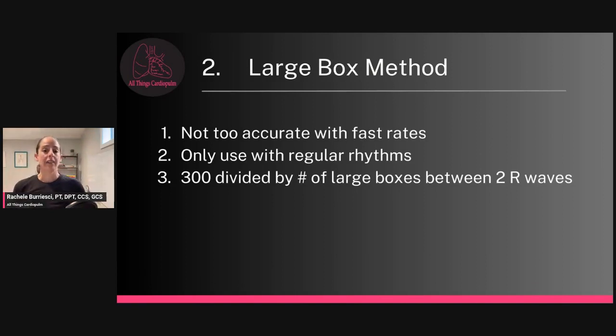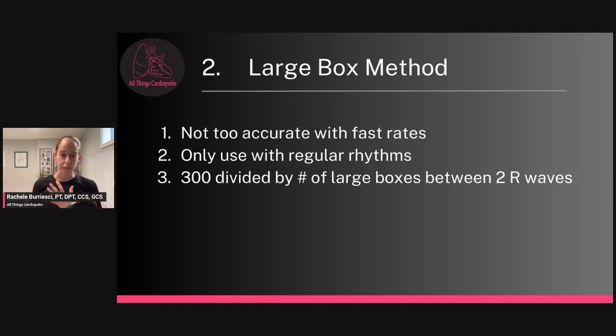Number 2, we have a large box method, which is essentially the same as the last. The problem with this one is you can't use it with really fast rates. It becomes less accurate. Again, you can only use it with regular rhythms. And this time you're dividing by 300. So again, I'm still using a calculator. So if I'm using a calculator and I have to choose between small box method and large box method, I'm going to go small box method. And that's my opinion because it's more accurate. But whatever, we can divide by 300.